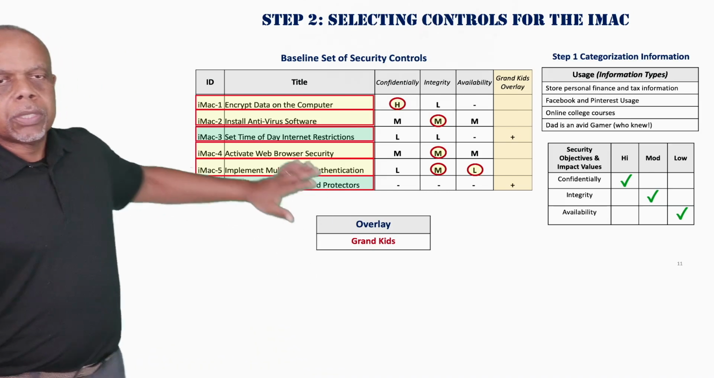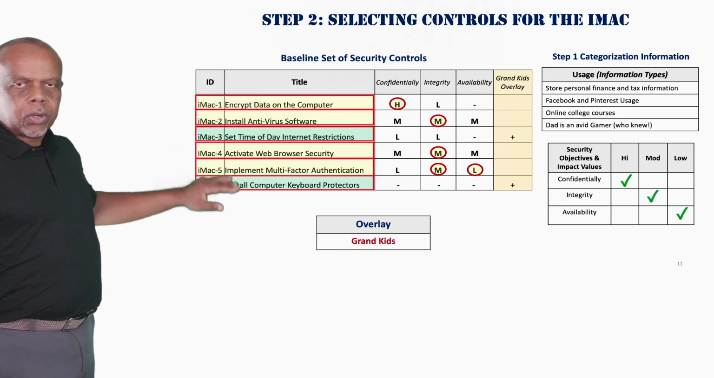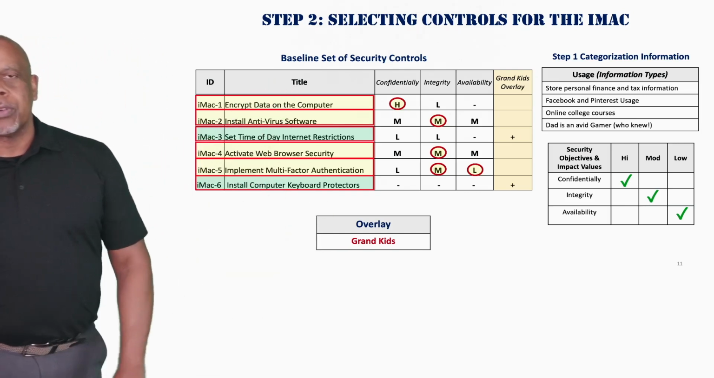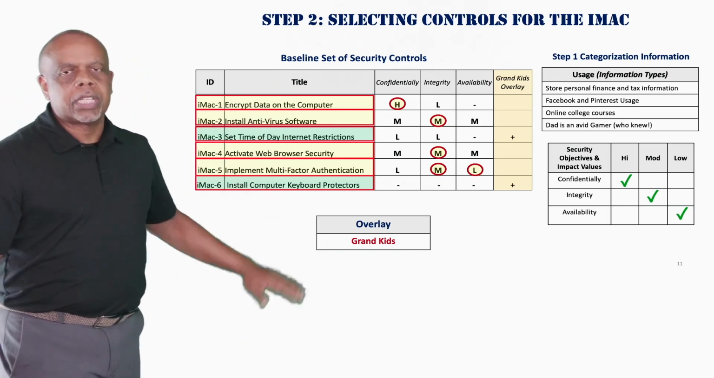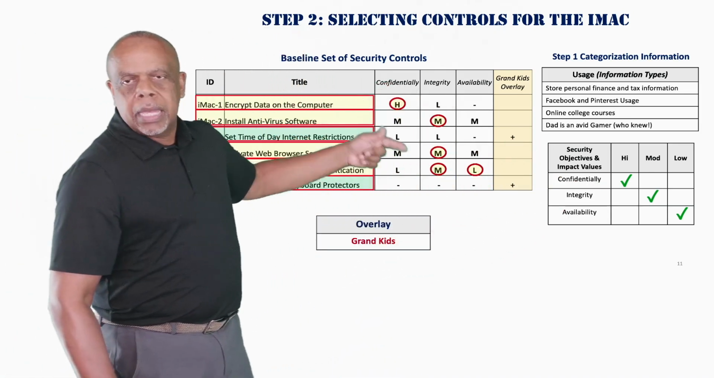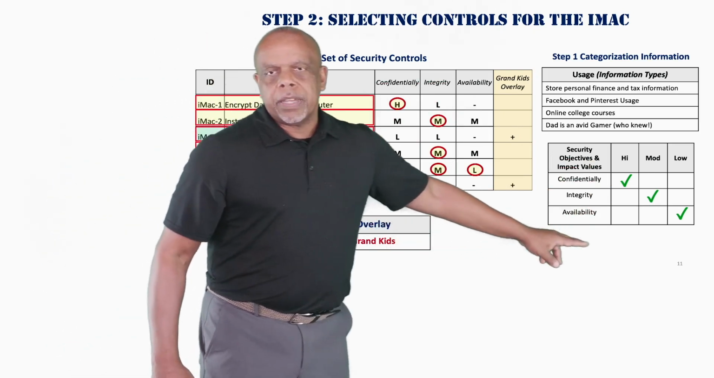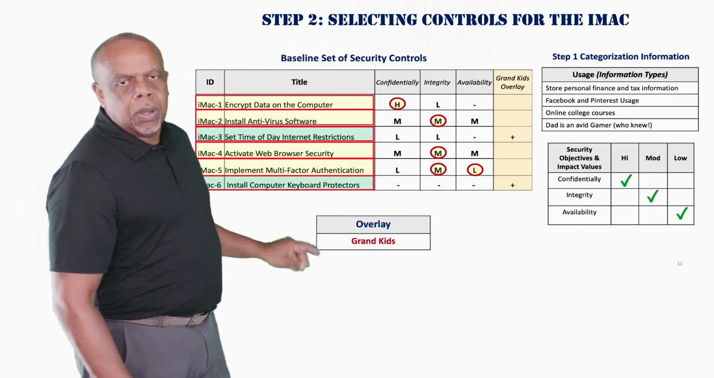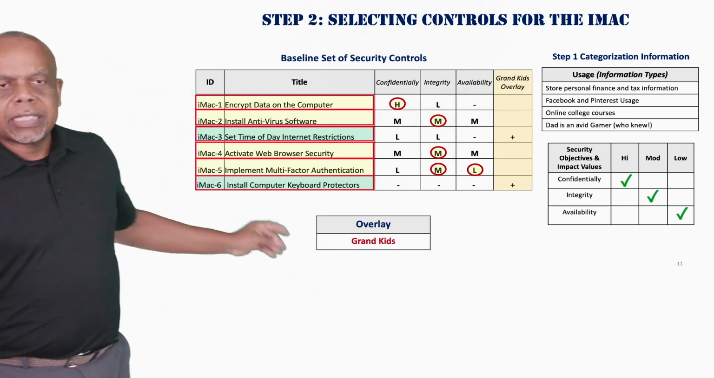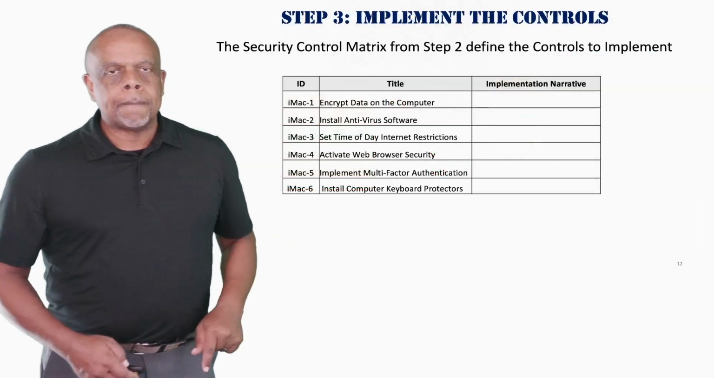So now, for this example, I had to select all of the controls. Now, if they didn't have grandkids, I would only have to select 4 controls. But now I have to select all 6 of these controls. Why? Because confidentiality is a high. Integrity, select all the moderate ones. Availability, select anything that's low, and then apply the grandkids overlay. So I've got 6 controls that I need to take with me into step 3.